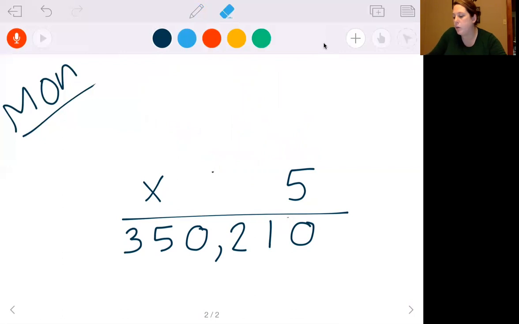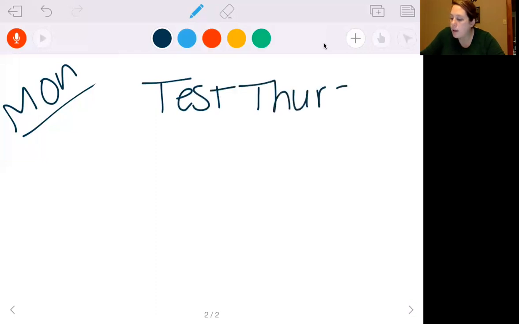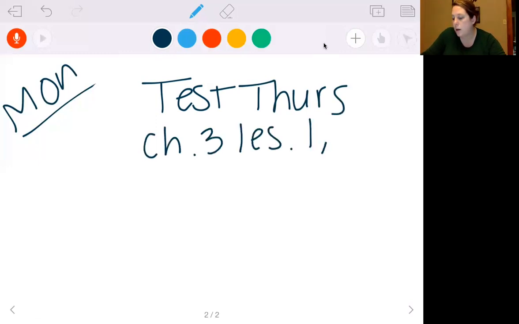So let me give you your classwork and homework real quick. I also want to mention that you have a test on Thursday. This test is going to cover Chapter 3, Lessons 1, 2, and 4. We skipped Lesson 3. We're not doing the estimating. So these are the lessons that are going to be on your test on Thursday. It's going to cover your multiplication properties, the multiplication patterns where we multiply by the zeros, and then this stuff that we just did.